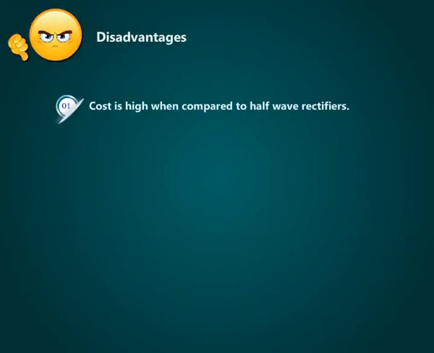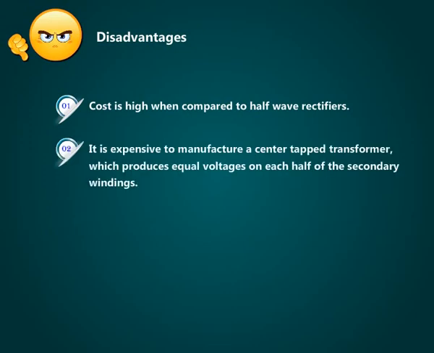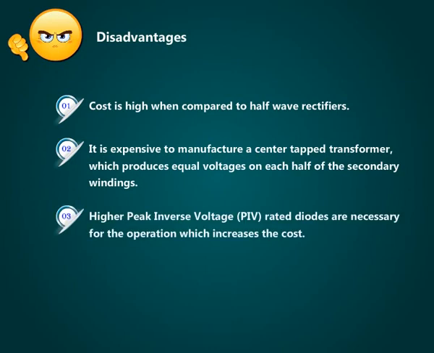Disadvantages: cost is high when compared to half-wave rectifiers. It is expensive to manufacture a center-tapped transformer which produces equal voltages on each half of the secondary windings. Higher peak inverse voltage (PIV) rated diodes are necessary for the operation, which increases the cost.